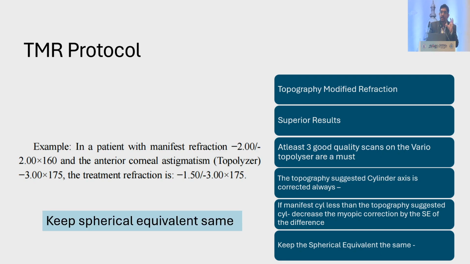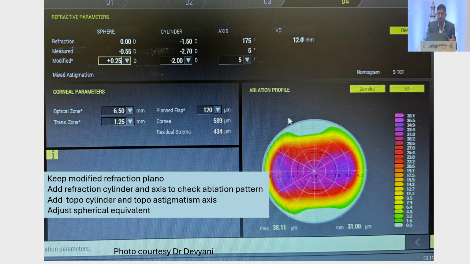The idea is to make sure that the spherical equivalent of your correction is almost the same. So here is an example where the refraction was minus 1.5, the measured was around 2.7. Ideally, we would have probably done a 2.5, but the treating surgeon was a little bit conservative, didn't want to go the full extent with the refractive cylinder and treated a 2. So the difference of 0.5 was corrected by a 0.25 adjustment in the spherical component.